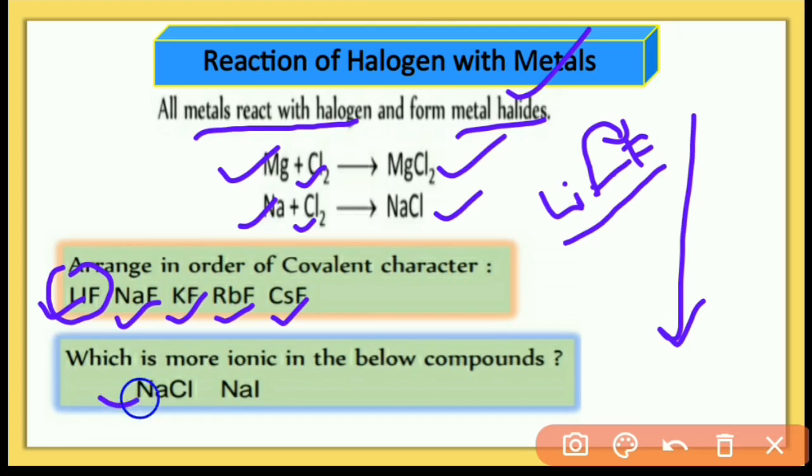So NaCl is a more ionic compound as compared to sodium iodide due to almost equal size of sodium and chlorine. Its ionic bond is very strong as compared to sodium iodide, because iodine has a larger atomic size, so its bond is weaker as compared to NaCl. So NaCl is more ionic as compared to sodium iodide.